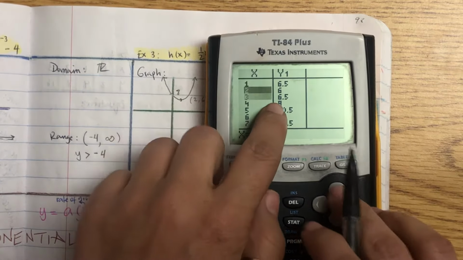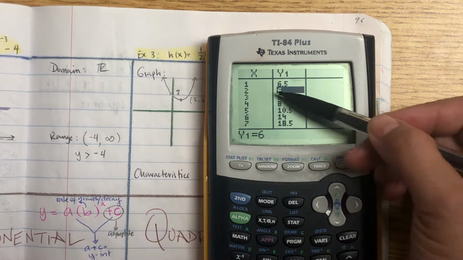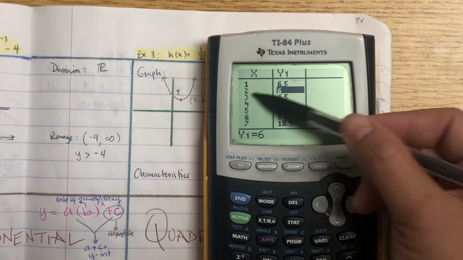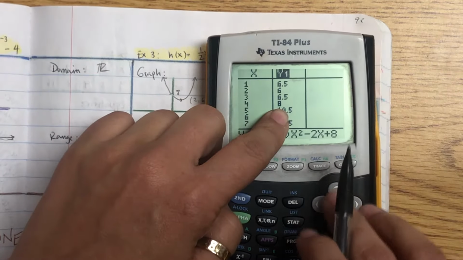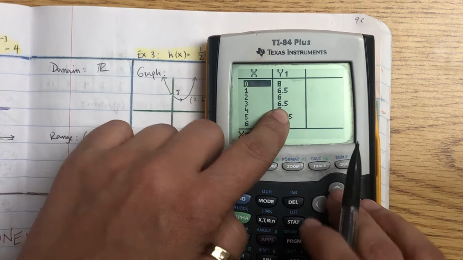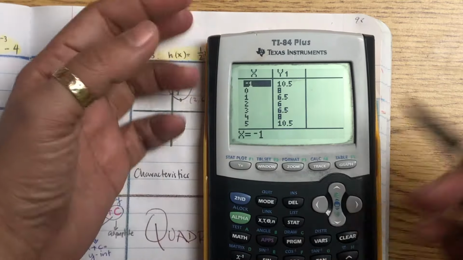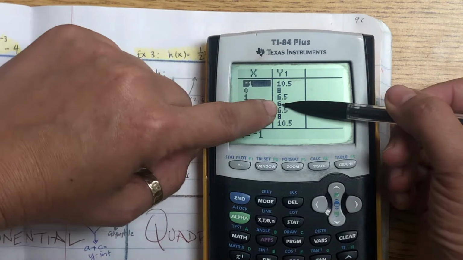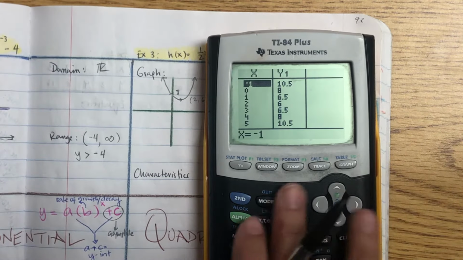So I need to find, see right here, the y's become the same on either side. That's the vertex. So that was actually quick to find. So 2x. You'll see if I go up 1, it's going to be 8. The next number is going to be 10.5. So what you need to find is that number where it changes over, where the numbers are the same. It doesn't always work, but it is a quick shortcut for you.